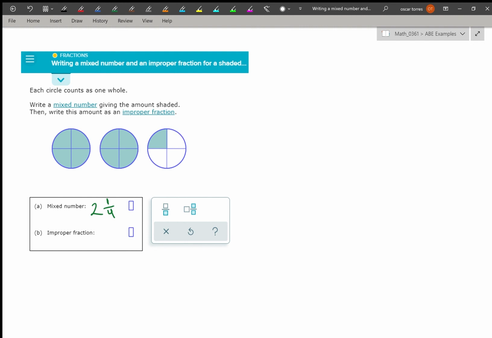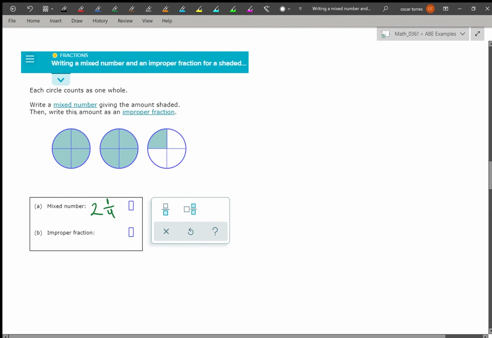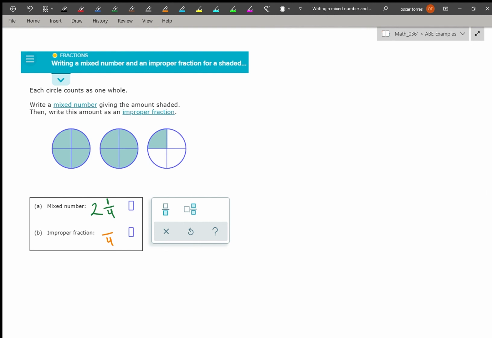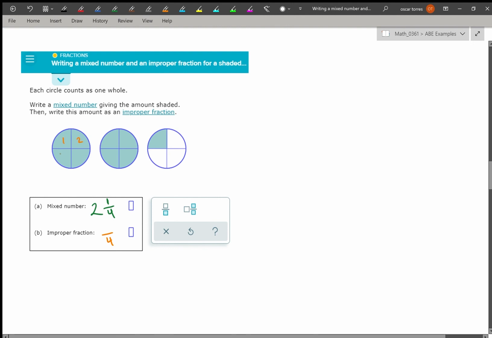For my improper fraction, we first want to look at how these circles are split up. If we look at this first circle, it's split up into 4 pieces. So our denominator for our improper fraction is going to be a 4. Now it's just a matter of counting how many of those pieces there are within this entire figure. So we have 1, 2, 3, 4, 5, 6, 7, 8, and 9. We have 9 of those slices shaded in throughout the entire image. So our improper fraction is 9/4.